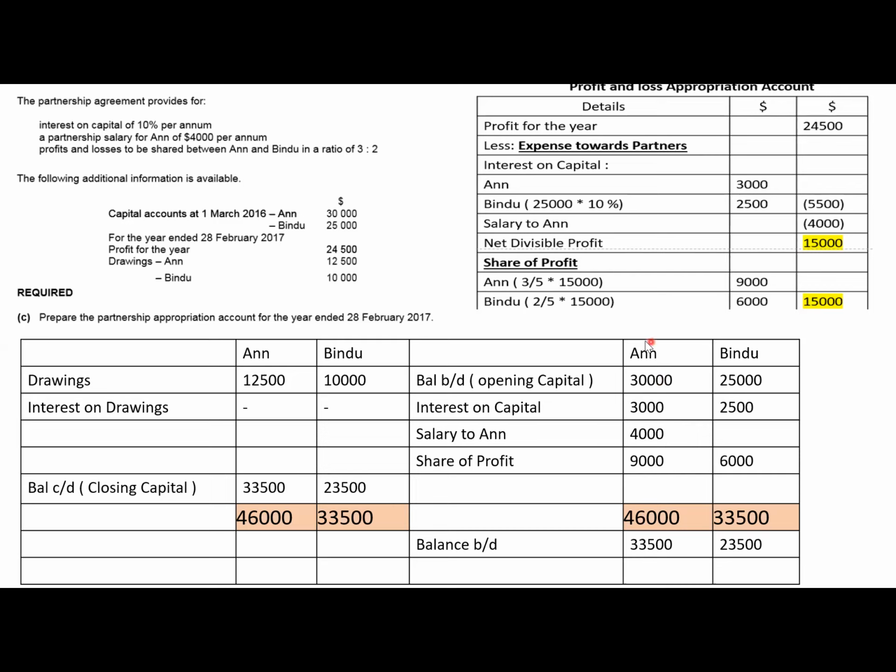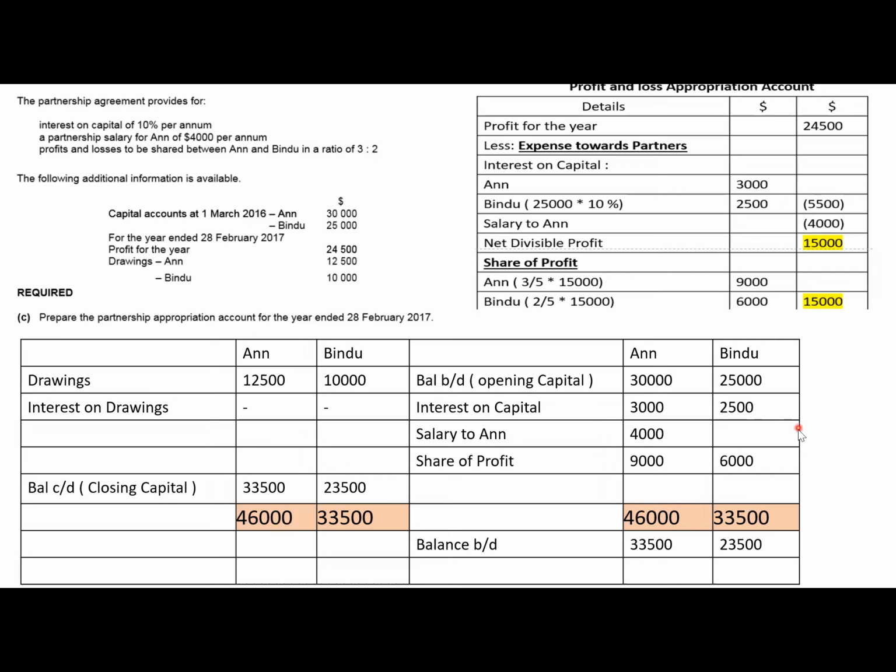You will close one by one. First, I will close Anne. The total of the credit is more, 46. I will write the same 46 here. From that, I will minus 12,500. I will get 33,500. This is the closing capital. Opening capital on the same side, closing capital on the opposite side. I'm repeating: opening capital, same side; closing capital, opposite side.